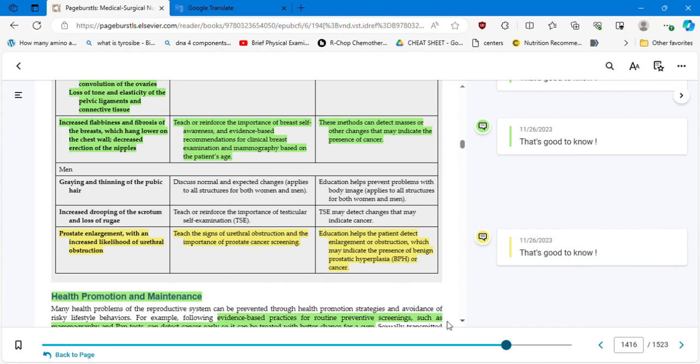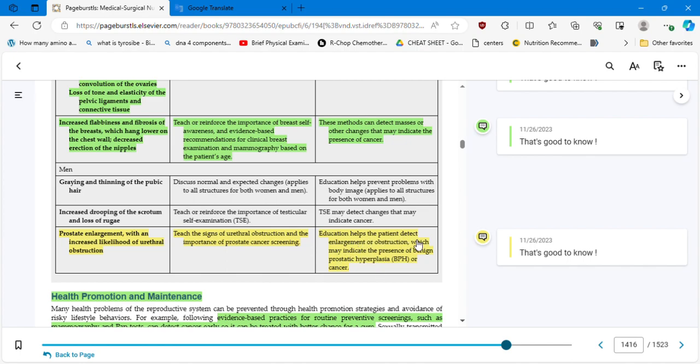It means the prostate enlargement with an increased likelihood of urethral obstructions. Teach the signs, that's your nursing considerations. Teach the signs of urethral obstruction and the importance of prostate cancer screening.